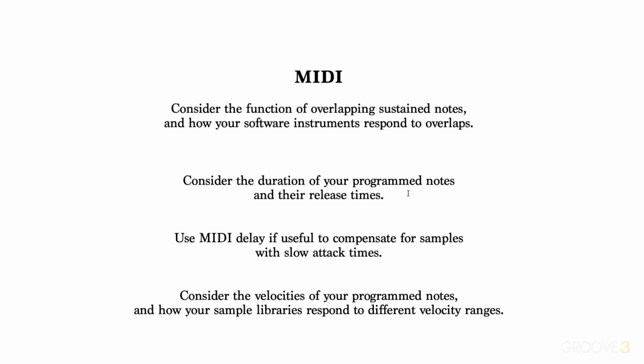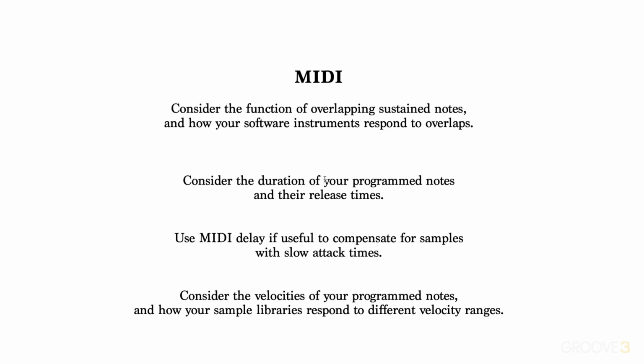Consider the duration of your programmed notes and their release times. So when you're having multiple different instruments playing, either different chords together or melodies, they might not all need to end at the exact same time, because different instruments have different release times, meaning when you stop playing the note, how long it takes for the volume to revert to zero. So you can either adjust these in your software instruments or just be cognizant of the length of the notes and adjust them as necessary so you get the release sounding the way you want.